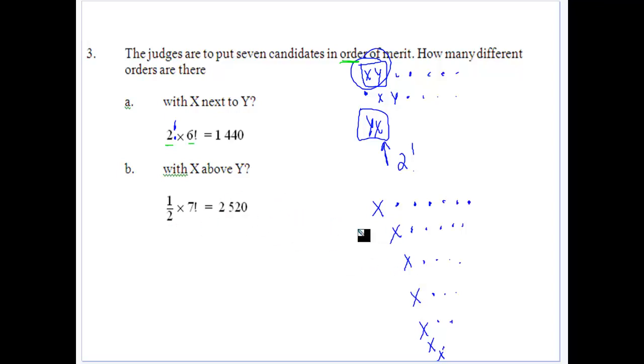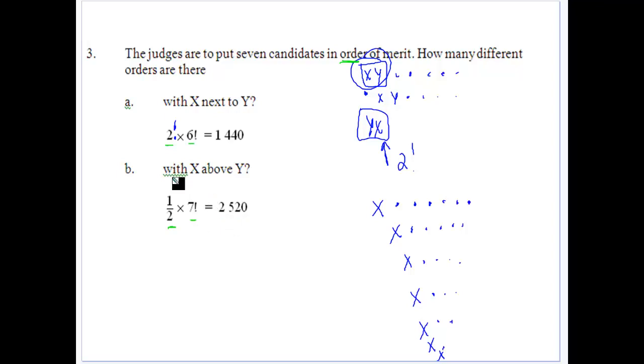If we consider 7 candidates, they can be put into a line 7 factorial ways. But if x is going to be in front of y in some ways, then y would have to be in front of x in other ways. So how many ways could that be? Either x is above y or y is above x, which means it's going to happen half the time. Half the time x is going to be above y, but the other half, y is going to be above x. So that's the easy way to consider it, rather than trying to write them out and count them and do all those different ways. So half of the 7 factorial would be 2,520.